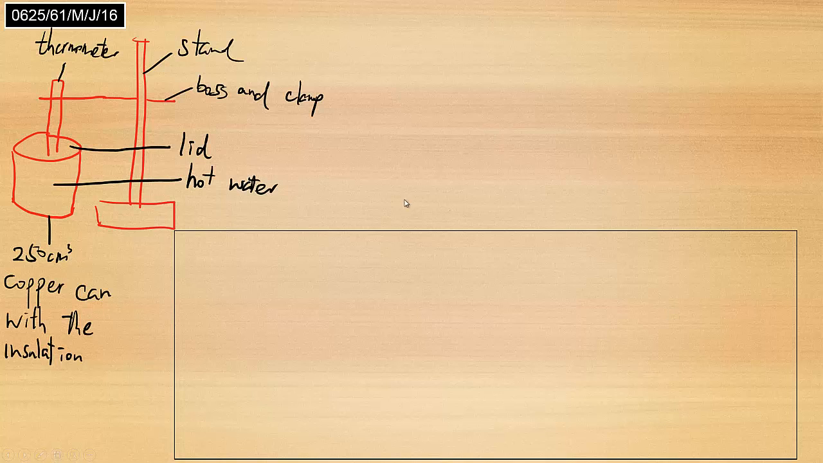So I assume you remember the format that I mentioned earlier. The first one is to do the diagram. This is the diagram I drew, and don't forget to label it. You can see there is a stand, the clamp, the lid, hot water, thermometer, and the can as well. I chose a copper can, and I'll tell you later on why.